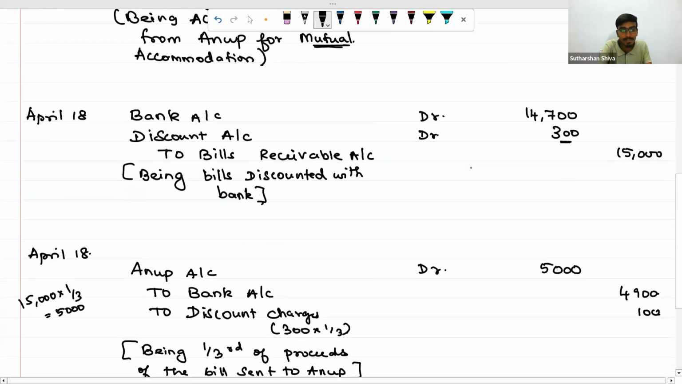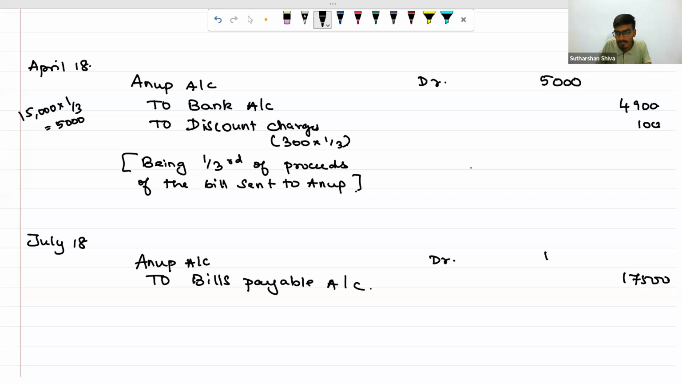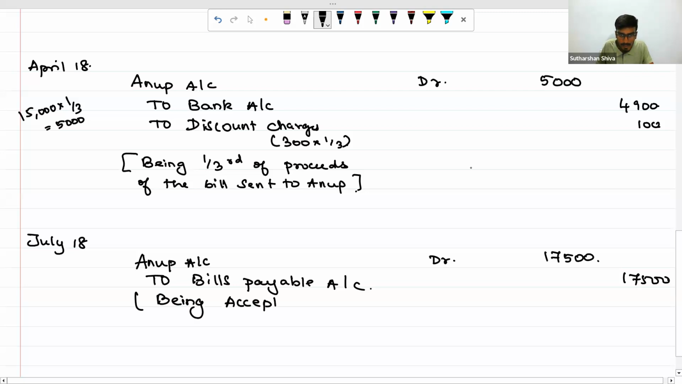For drawee, it is bills payable. Correct? Because it is bills payable, I am going to credit it. Bills payable account, 17,500 I will put on the credit side. To whom am I accepting? That is Anup. Anup account, I am going to debit by 17,500, being acceptance given.